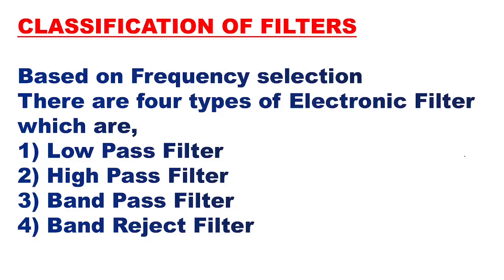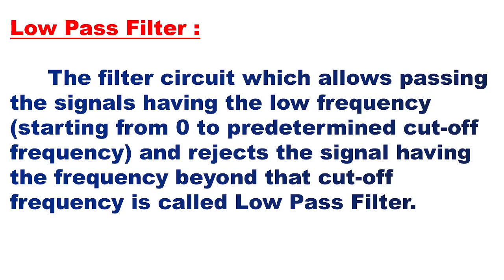Now if you see this classification summary, then based on frequency selection there were four types of electronic filter which we have named as low pass filter, high pass filter, band pass filter and band reject filter. Okay. Then we'll come specifically to know what is low pass filter. As we have seen, it will be a filter which will pass frequencies starting from 0 up to a designated frequency which is called as cutoff frequency.